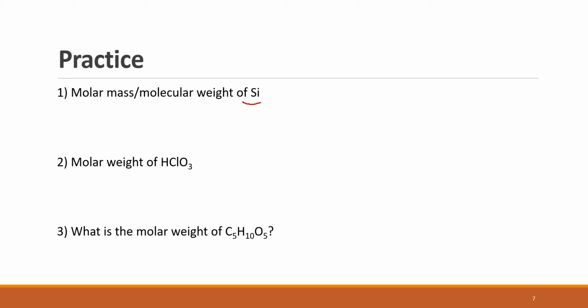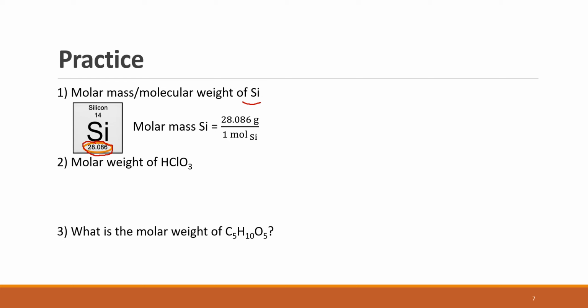So finding silicon on the periodic table, we see that its mass is 28.086. So its molar mass that we would report is going to be 28.086 grams per mole. And they just wrote it in a conversion factor fraction form.